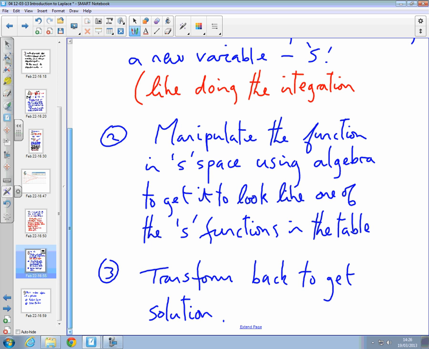So you'll have a table of transforms. You'll get your function, turn it into this new s space, play around with it. That's the fun bit with algebra. Okay? And then we transform it back again. And bingo, there's your solution.